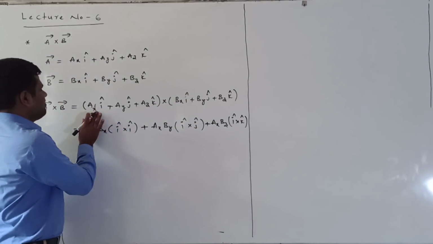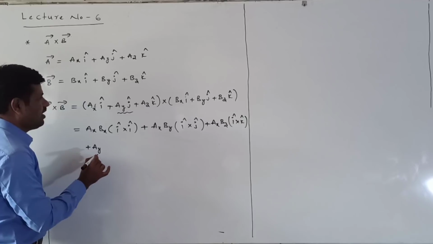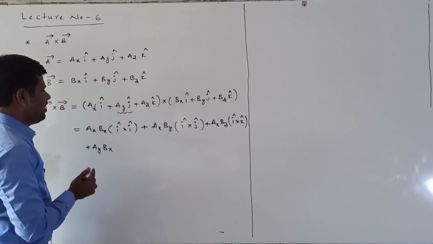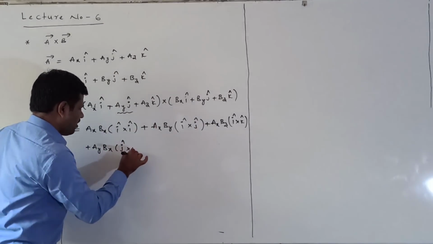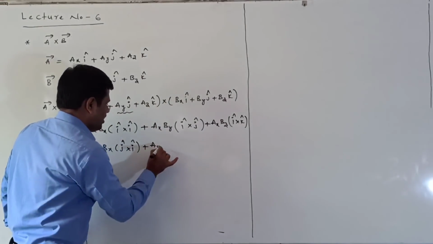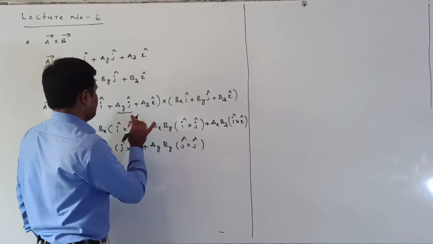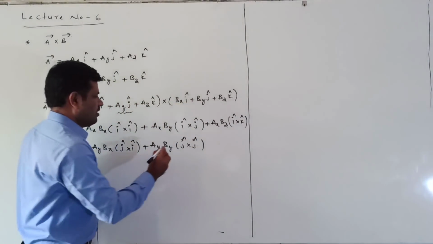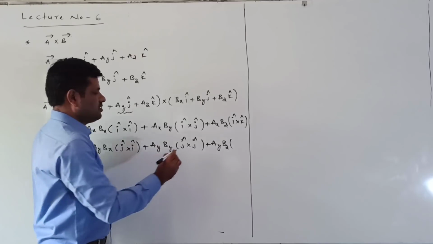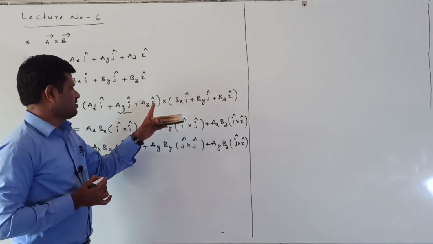Okay. Next, similarly we can take the next term here. Now what is the next term? Plus ay bx. This term I am taking, multiplying with all the terms: ay bx into j cap cross i cap, plus ay by into j cap cross j cap, next ay bz into j cap cross k cap. Here this term is also over.